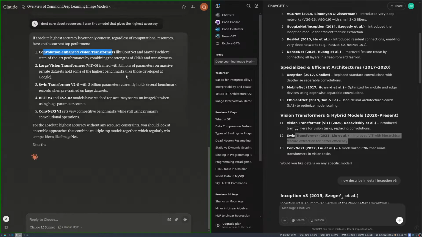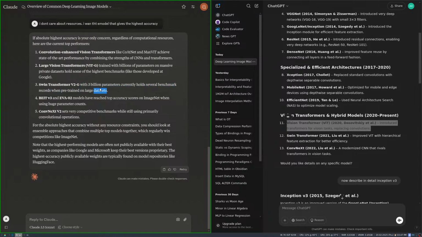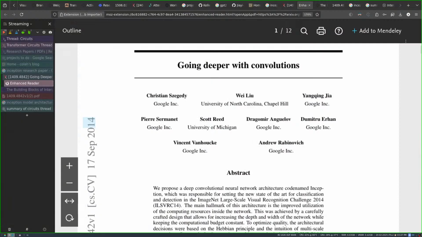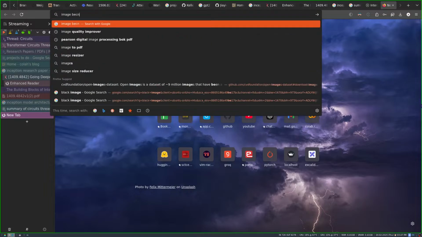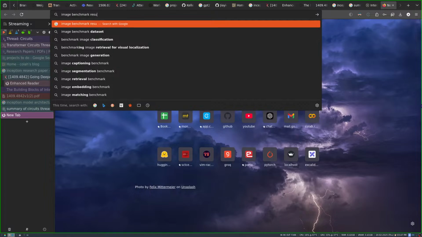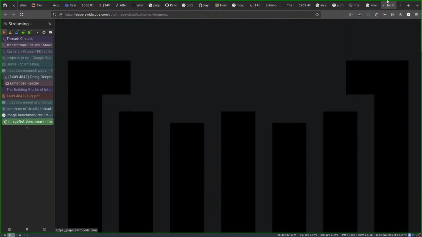Convolution-enhanced vision transformers. Hmm. Yeah, I think it's just vision transformers. Vision transformers with 3 billion parameters currently hold several benchmark records. Yeah, I can just look at benchmark records, right? What is it called? ImageNet benchmark results. Yeah, we will continue reading the paper, but give me a sec. Oh, ImageNet benchmarks. Okay.